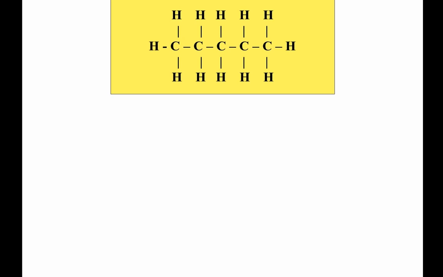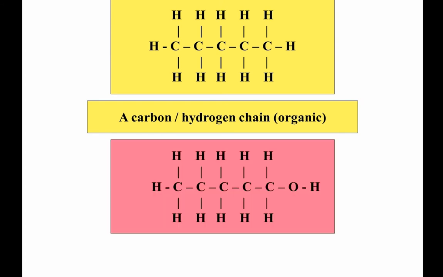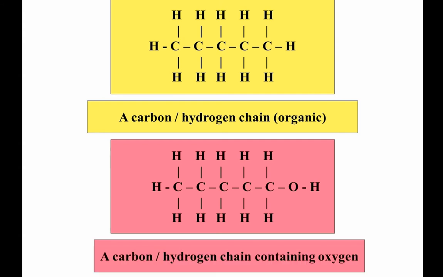It consists of, let's see, 1, 2, 3, 4, 5 carbons in a row, each bonded with hydrogen. A carbon-hydrogen chain is an organic compound. Here's another one. This one contains oxygen.